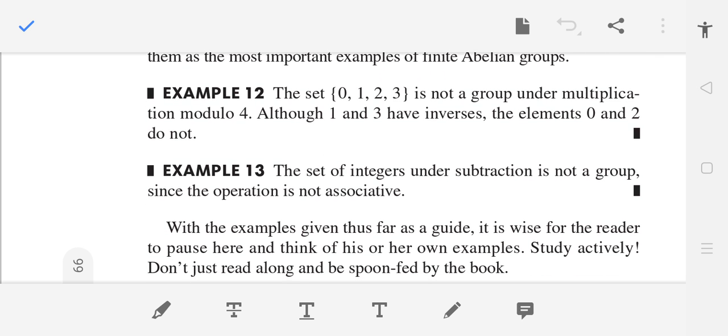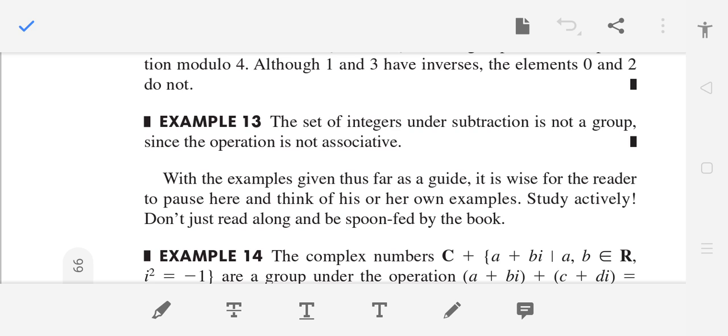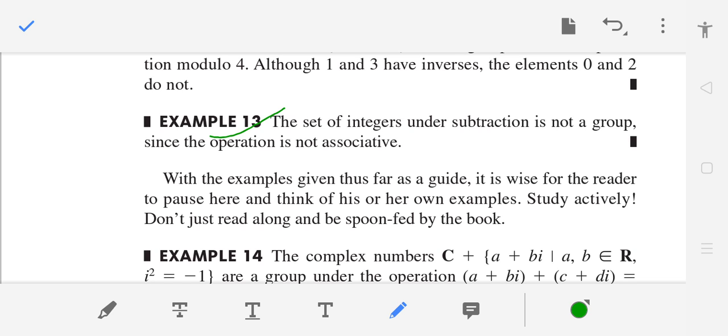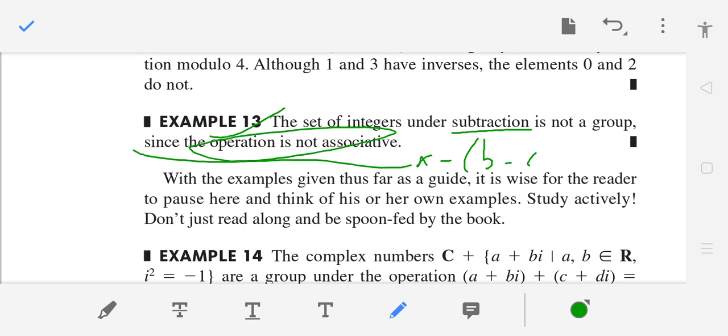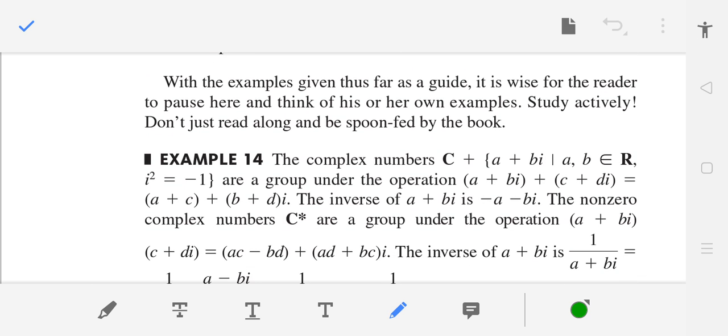Now let's see example number 13. The set of integers under subtraction is not a group, since the operation is not associative. Mind this, that the operation is not associative here. If you take subtraction in integers, like a minus b minus c, then it may not equal a minus (b minus c). So this will not form a group. Now let's see example number 14.